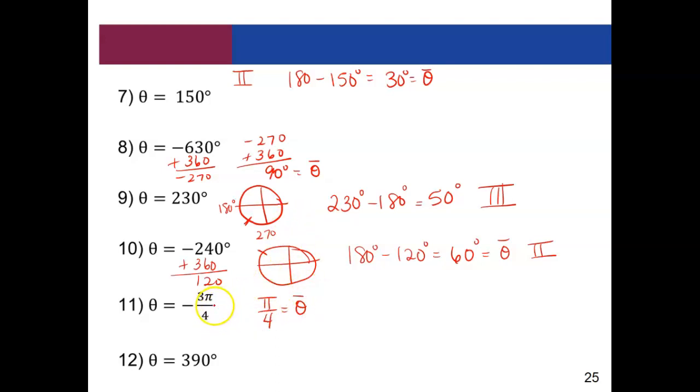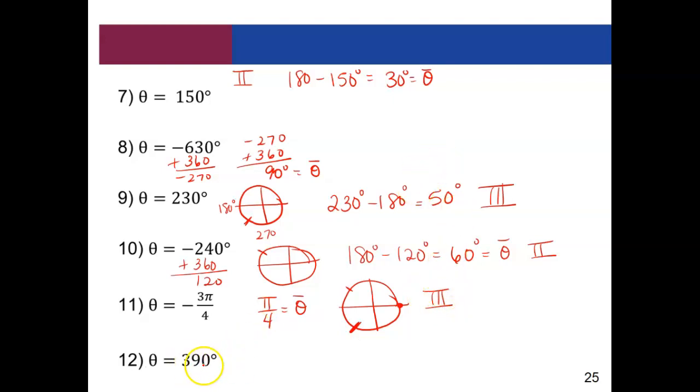And as far as the quadrant goes, if I had a positive 3 pi over 4, it would put me over here in the second quadrant. But because it's negative, I'm going to travel that same distance, but I'm going to start here and go in the negative direction. So I'm actually down here in the third quadrant.